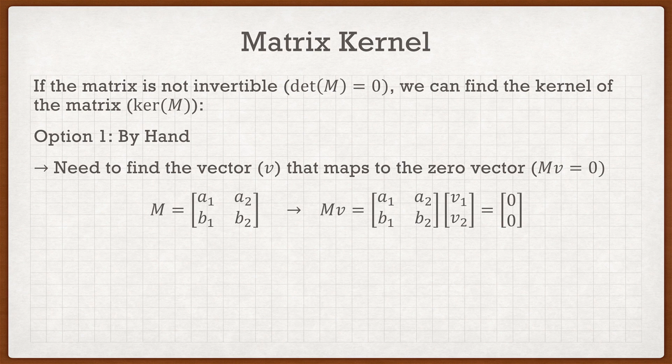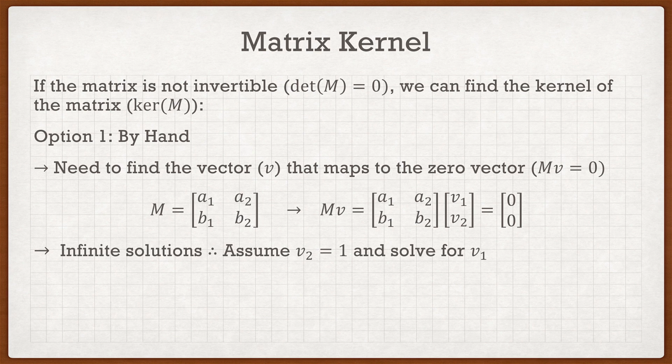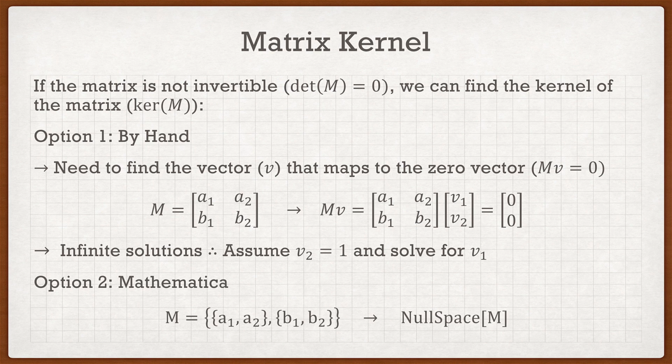Well, to solve that, all I do is substitute everything in, and I get A1, A2 on top, and then B1, B2 multiplied by V1, V2 is equal to the 0 vector. So from this, we find out that there's going to be two equations, but just like the eigenvector scenario, we're going to find that there are infinite solutions. So the easy way to do this is assume that V2 is equal to 1, and we can solve for V1.